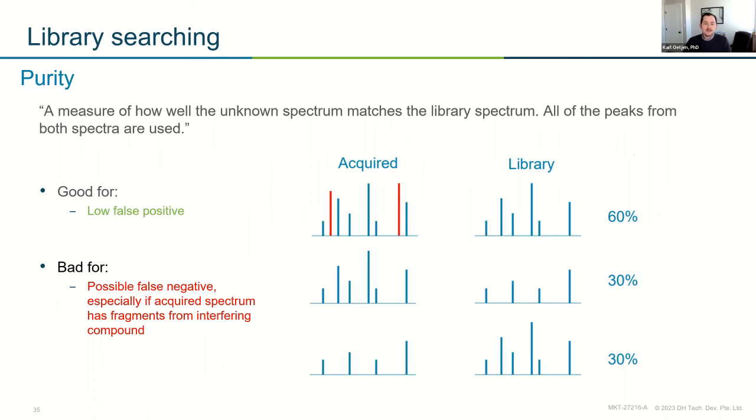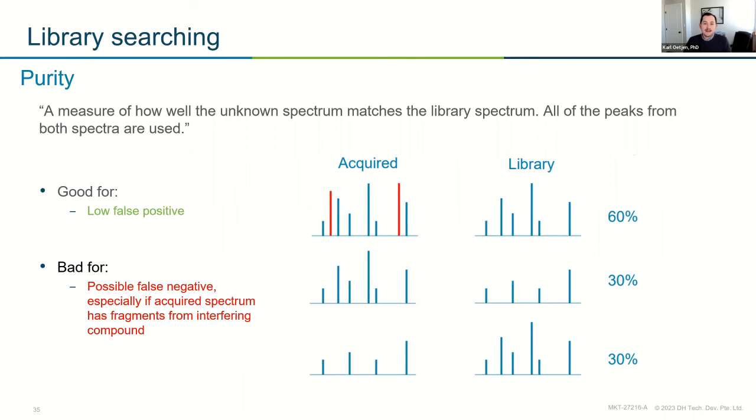So the most stringent, I would say, way to score your match would be using something called a purity score. A purity score is really good to make sure you don't have any false positives, but you may end up with false negatives. The reason being, it's saying anything in your spectra must match the spectra in the library. So there shouldn't be any extra peaks, there shouldn't be any missing peaks. If that happens, I'm going to penalize your score.